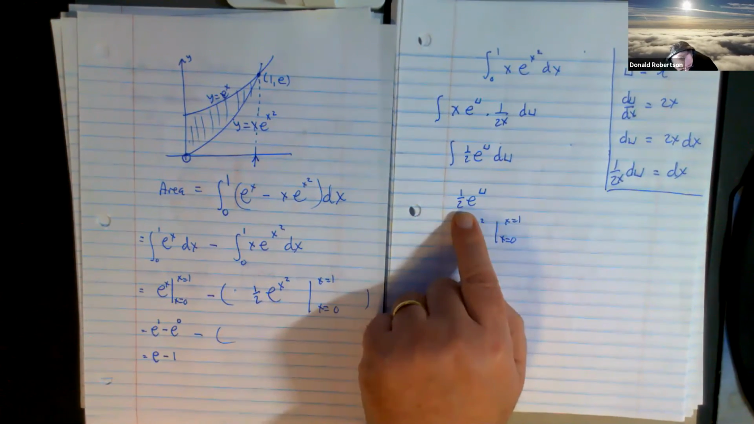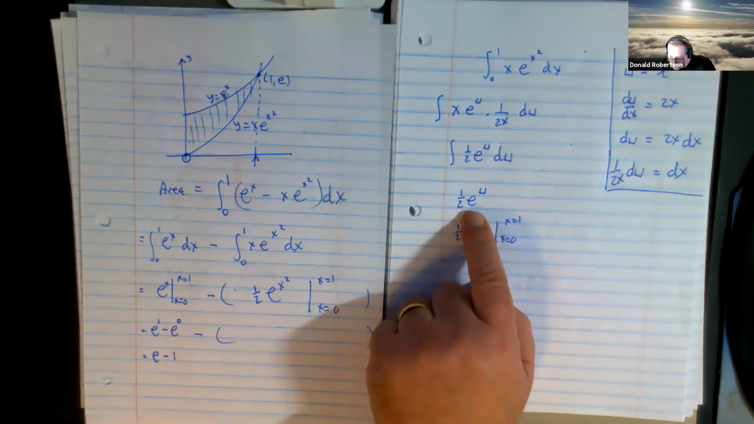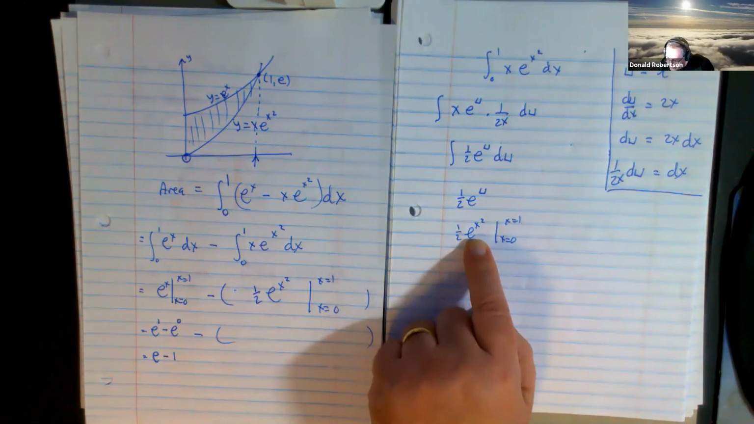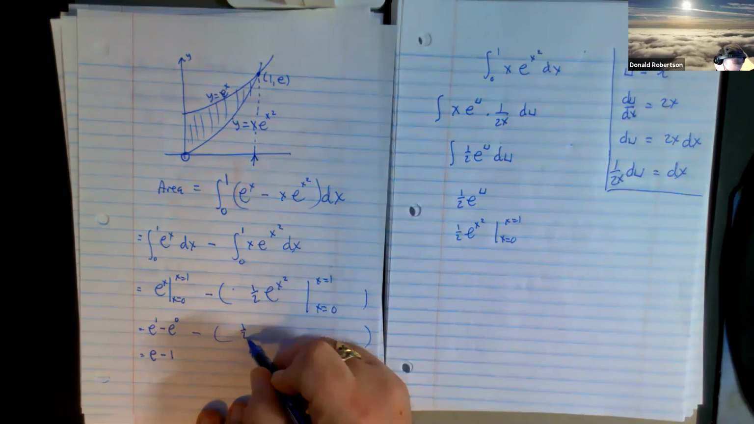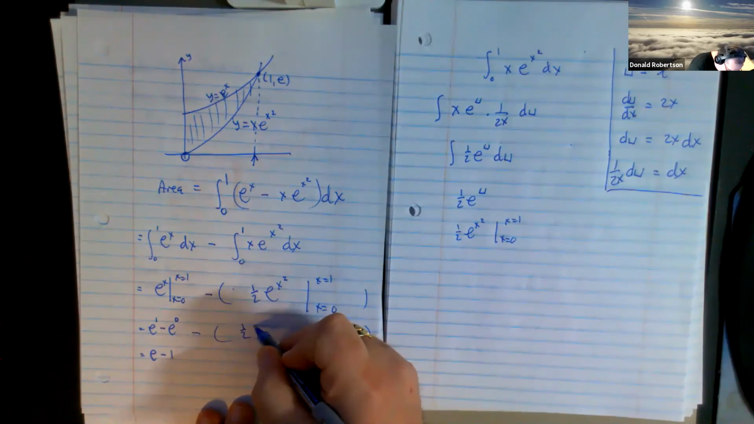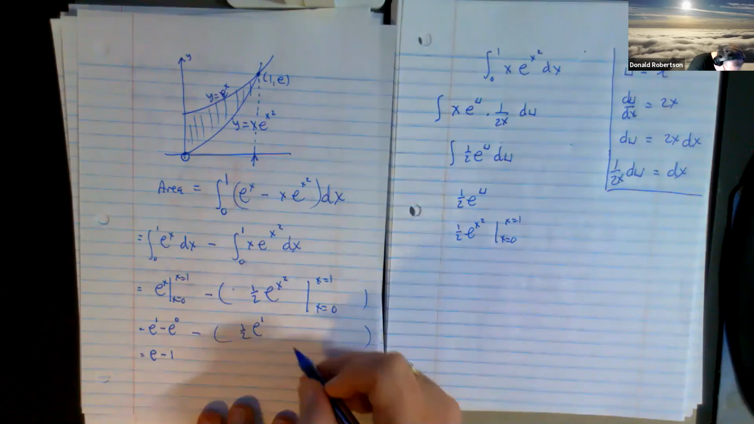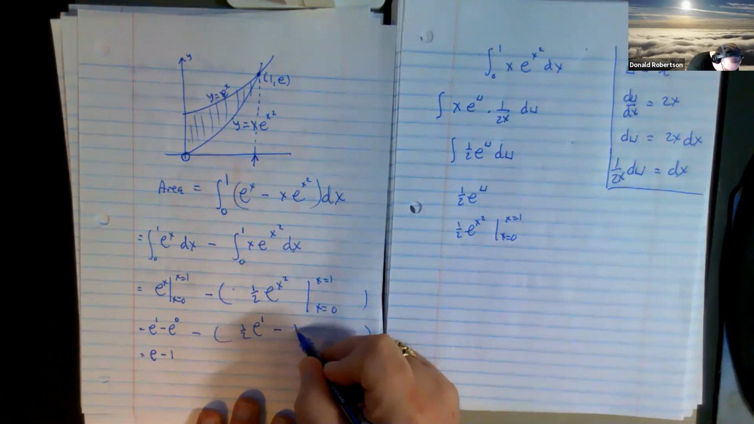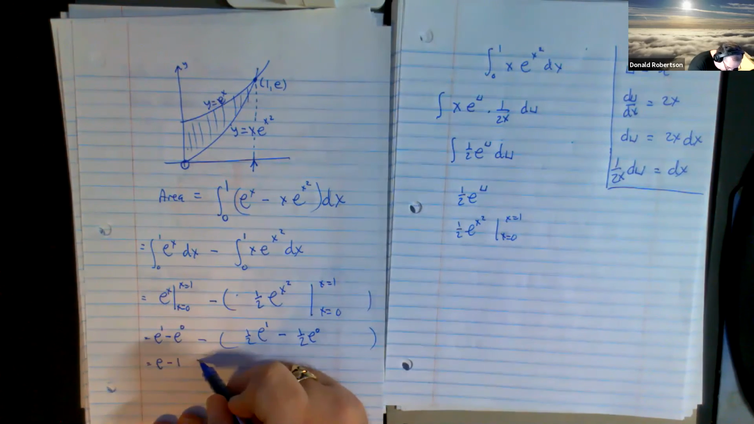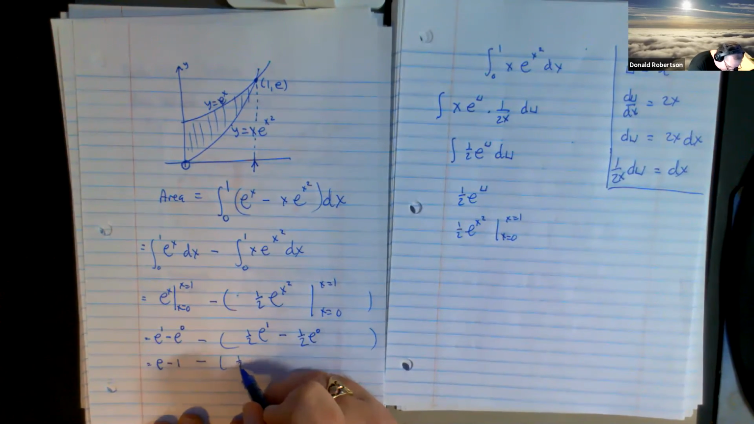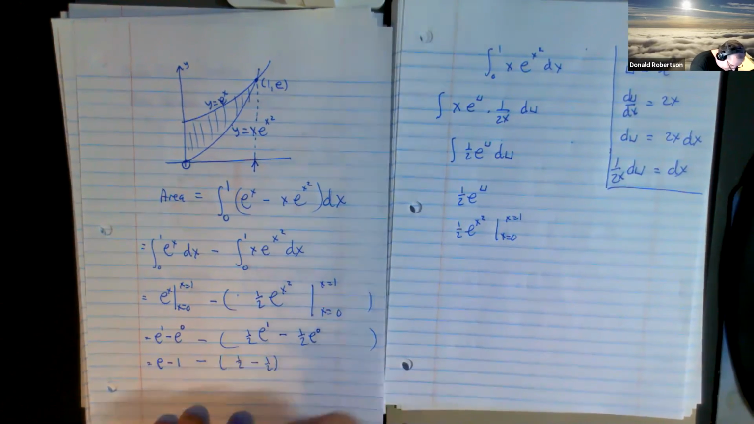Because the problem is that if you don't do that, some people get to there and make u0 and u1 and they come up with an answer that's not the right one. It has to be in terms of the x. Right. So that's going to get me 1/2 e to the 1 squared, which is 1. Take away 1/2 e to the 0 squared, which is 0.